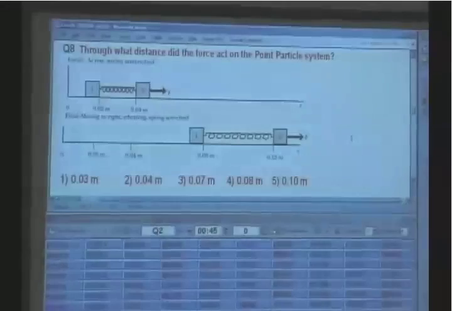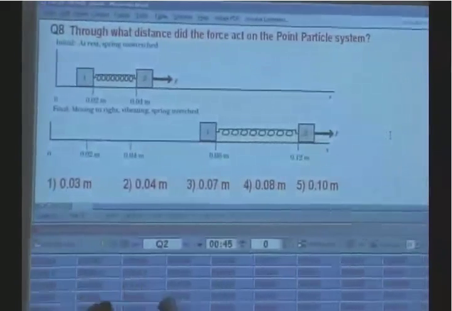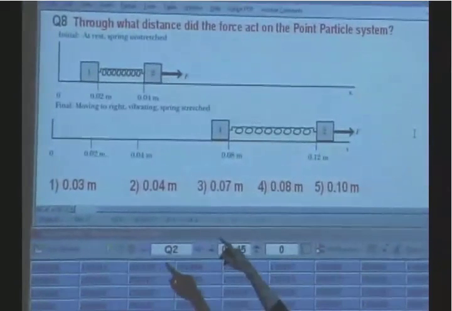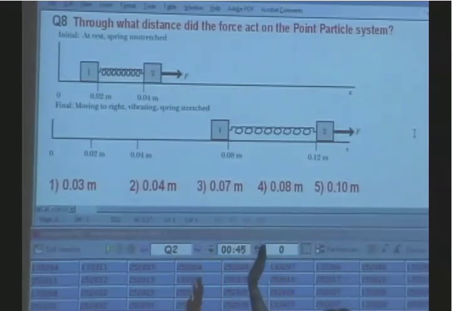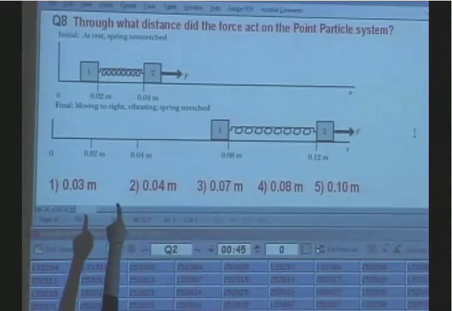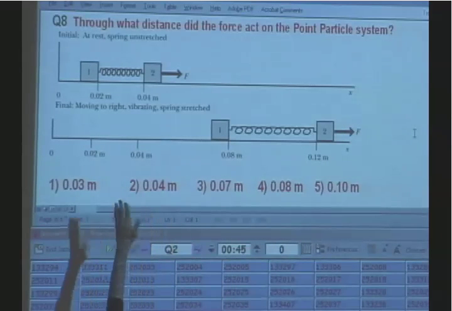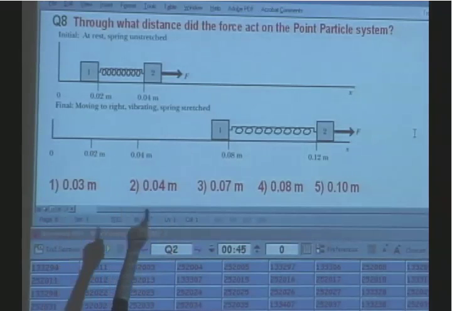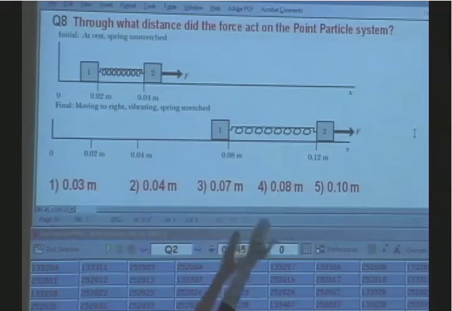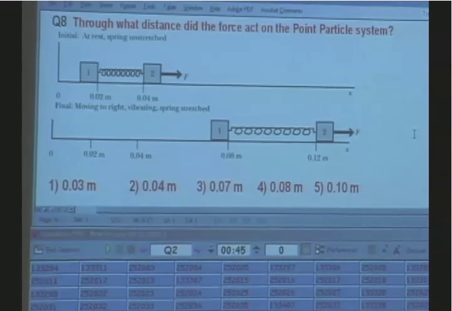Here's the situation. We have two blocks connected by a spring, and they're initially at rest. You might not be able to see the little numbers. The right edge of block 1 is at 0.02 meters, and the left edge of block 2 is at 0.04 meters. So these are 0.02, 0.04, 0.08, 0.12. We're pulling on block 2, and we pull for a while, and it starts to move, and the spring stretches, and then the next block starts to catch up. Eventually we get some sort of complicated motion where it's moving, but it's also vibrating.